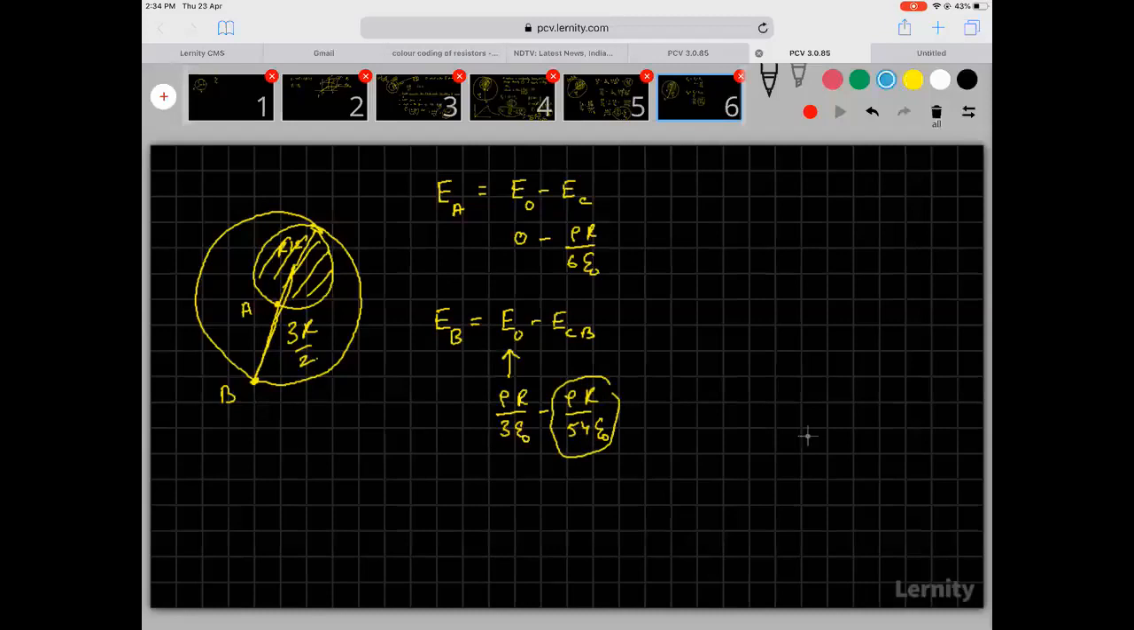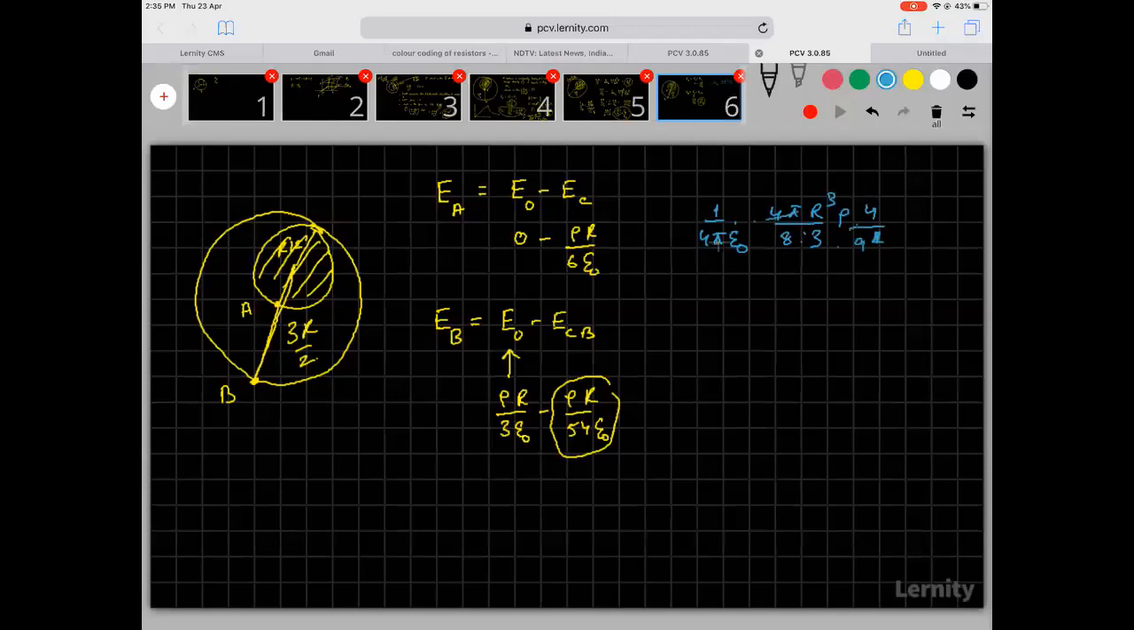So it is k, 1 by 4 pi epsilon naught, q. Q is rho into 4 by 3 pi r cubed by 8. See, this is 1 by 4 pi epsilon naught q by r squared. R squared is 9 r squared by 4. So I think I made some mistake. Not 9 squared, 3 squared. 3 squared is 9 by 4.